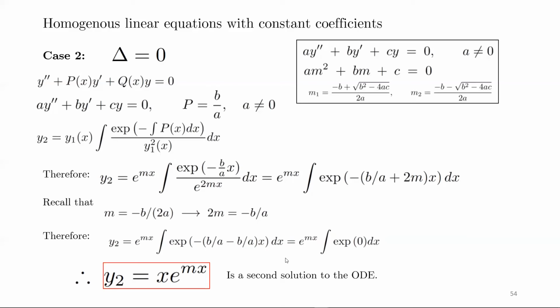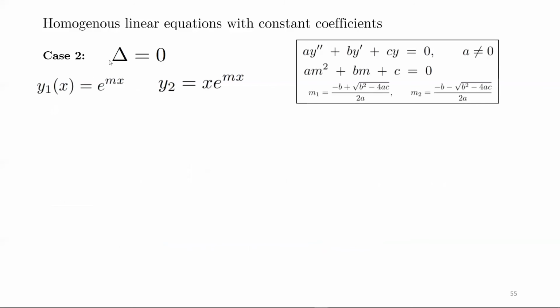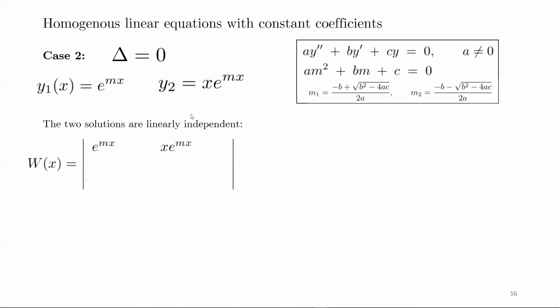Okay, so thankfully we had that method of reduction of order so that we can find our second solution. So case 2, if the discriminant is equal to 0, two solutions to this ODE are y1 equals e to the mx, and the second solution, y2, is x times e to the mx. But we better check that these solutions are linearly independent if we want them to form a fundamental set of solutions. So here we have the start of the matrix: e to the mx, x e to the mx.